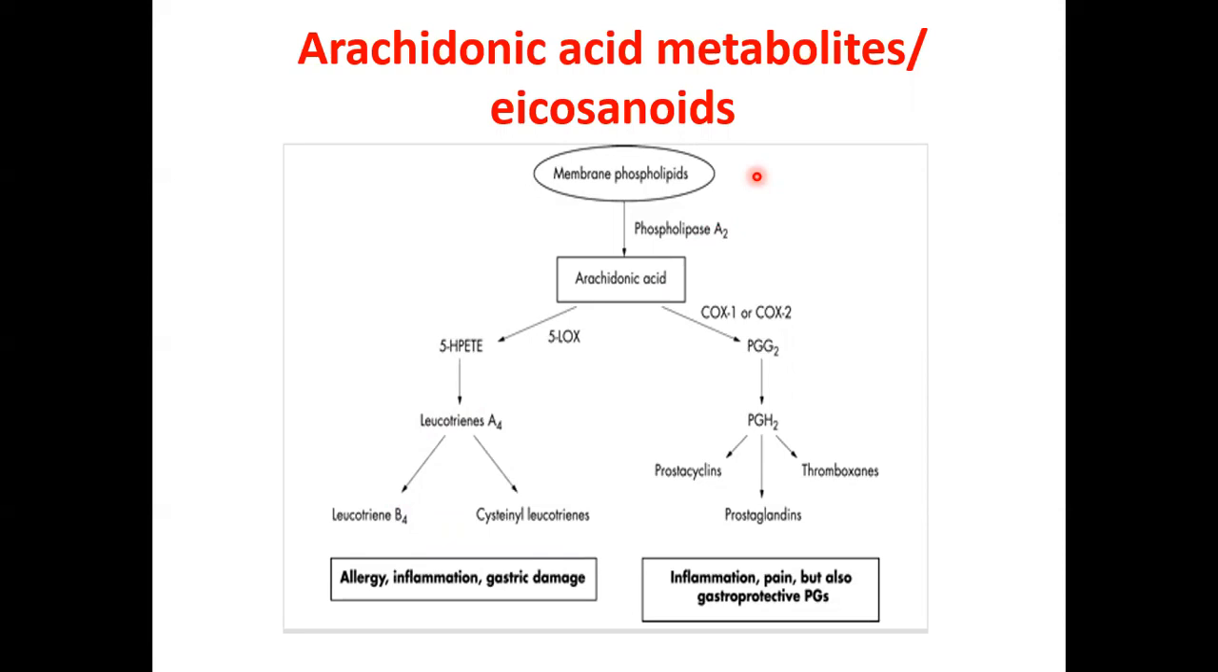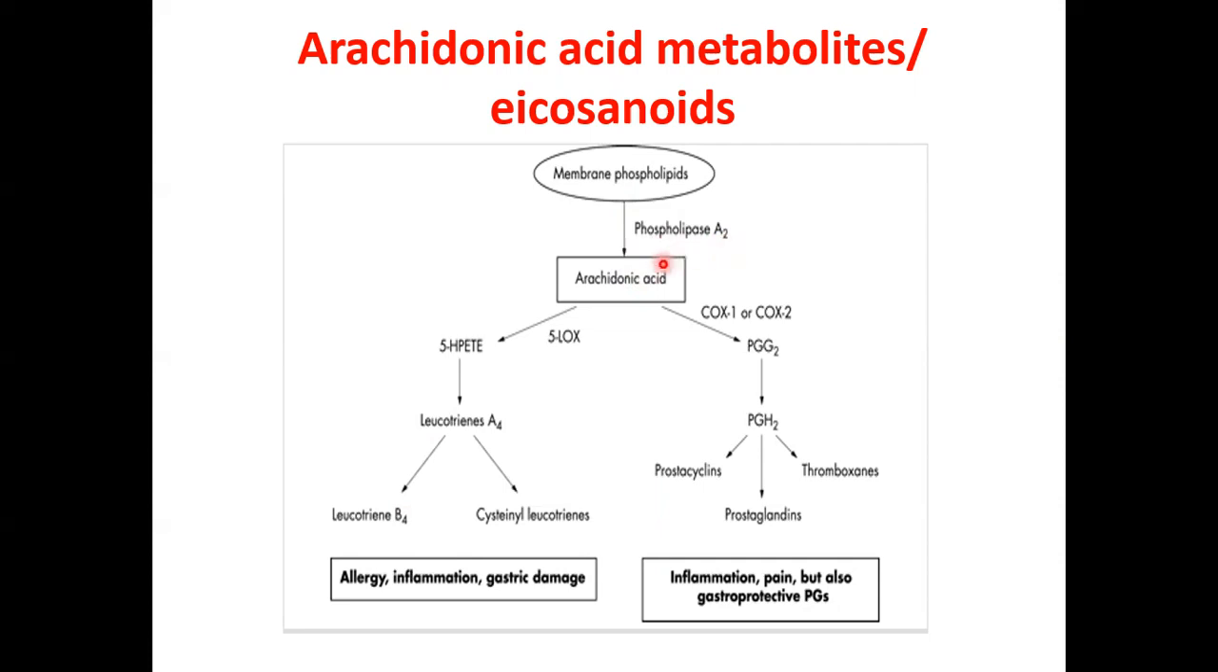Whenever there's an injury, the membrane phospholipids are converted into what I call arachidonic acid. So when bacteria invade tissue and attack the cells' phospholipid membranes, the phospholipids are converted into arachidonic acid by an enzyme called phospholipase A2.